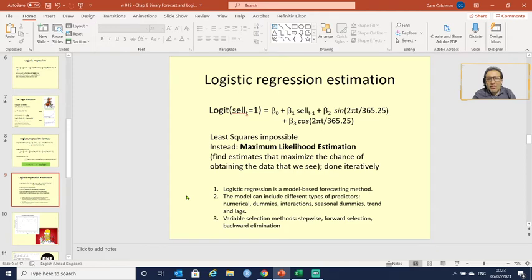Okay, the logistic regression is a model based forecasting method. The model can include different types of predictors: dummies, numerical, interactions, seasonal dummies, trend and lags. That is fantastic. You can even generate very complicated equations. There are variable selection methods: stepwise, forward selection, backward elimination. So you can find many ways in which you can select variables, right? And I think we are going to cover that during our example.